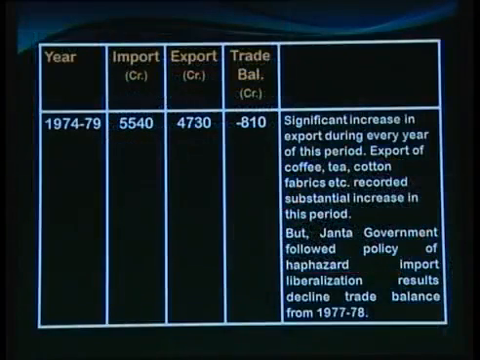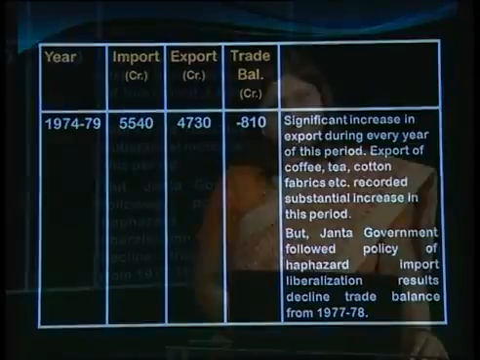Let us understand the position in 1974-79. Here the figures are again showing a trade deficit of 810. There was a significant increase in exports during every year of this period. Exports of coffee, tea, cotton, fabric, etc. recorded a substantial increase in this period. But the Janata government followed a policy of haphazard import liberalization, resulting in a declined trade balance from 1977 to 78.